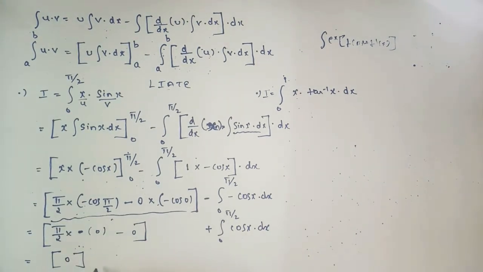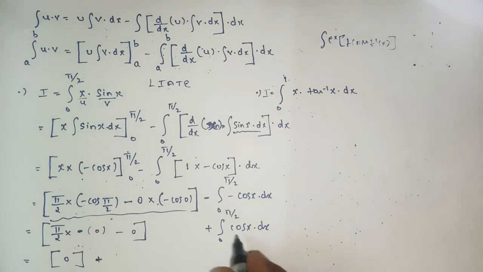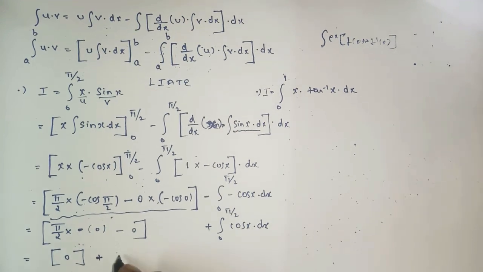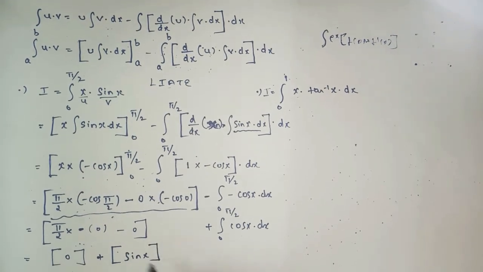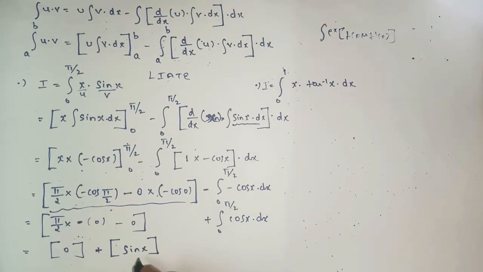So plus the integral. First we'll find the integration of cos, which is sin x. Yes or no? Integral of cos into dx is sin x.